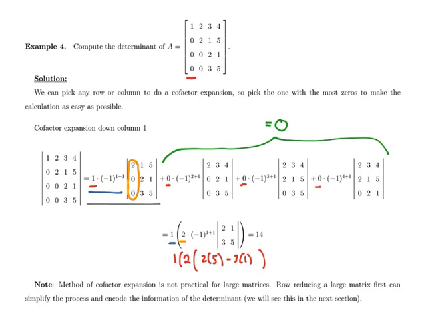This idea of cofactor expansion is very nice for small matrices or matrices with a large number of zeros, but this is not practical for large matrices. How we're going to deal with determinants of large matrices, we're going to see in the next section. That's going to introduce row reducing first to simplify the process, and the property of the determinant is going to be encoded in the information when I row reduce. And we'll see that in section 3.2.